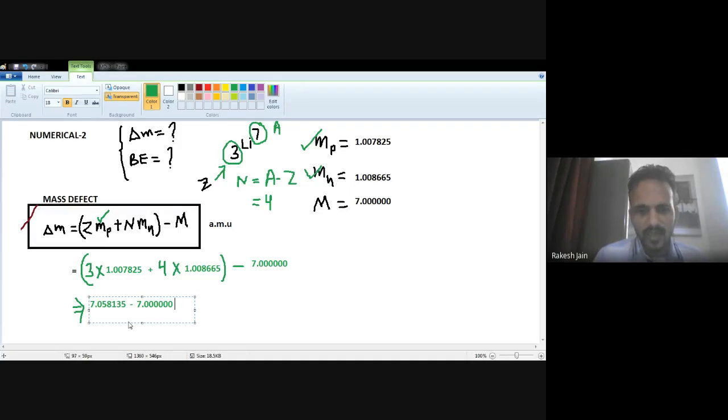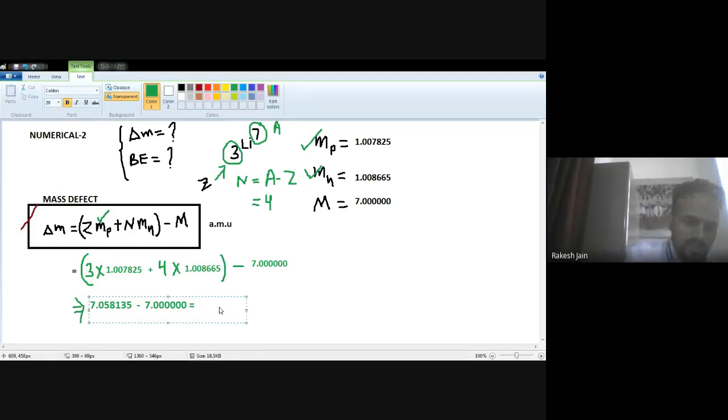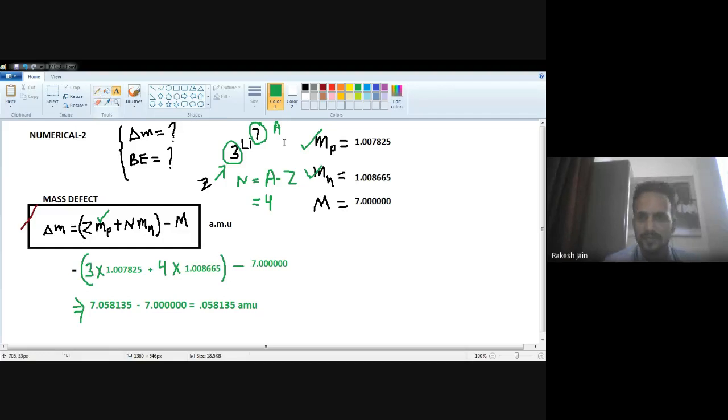So as a result, we will find out the mass defect. I just increase the size so you will easily see this one. When I just subtract, this will be 0.058135 atomic mass, and this is my answer to this question. The first answer is the mass defect, which is 0.058135 atomic mass. Okay.